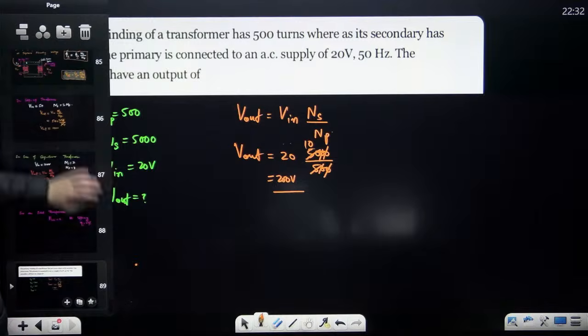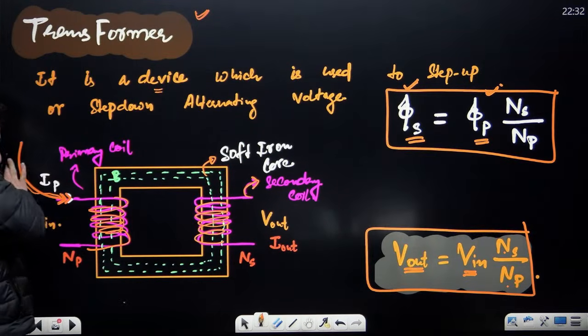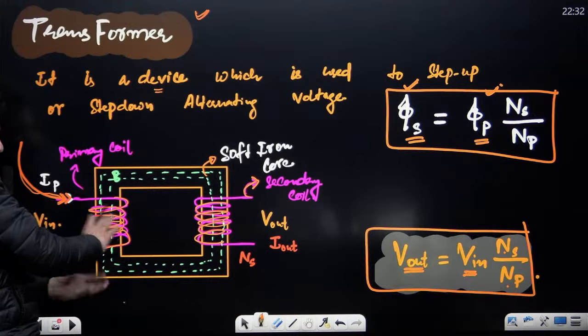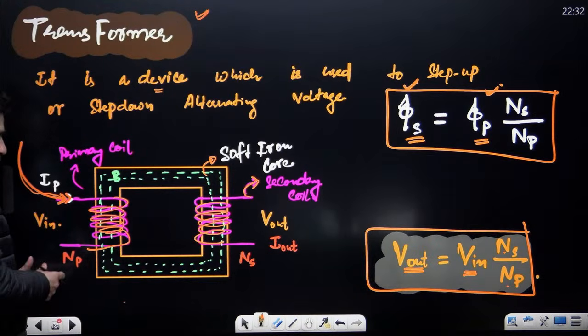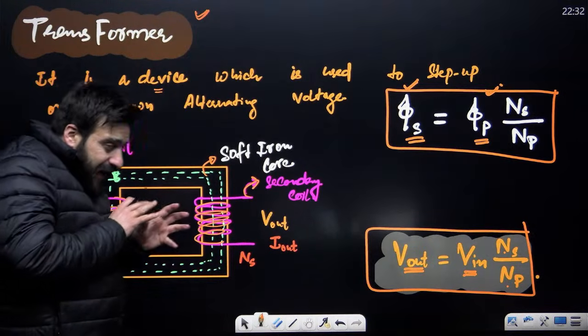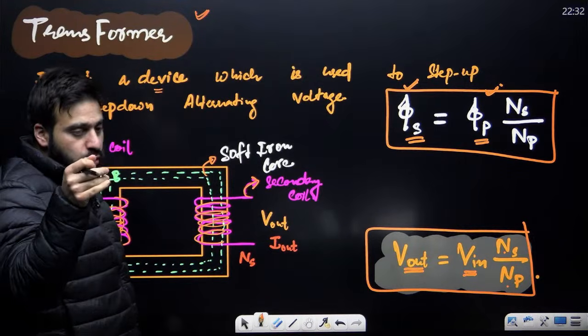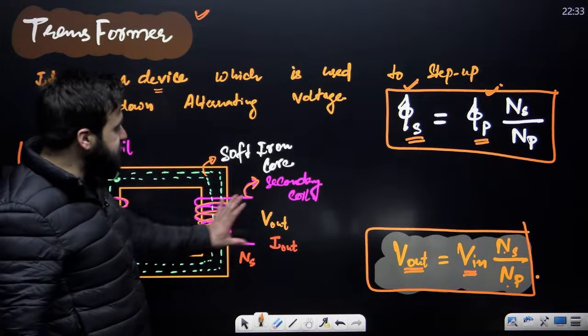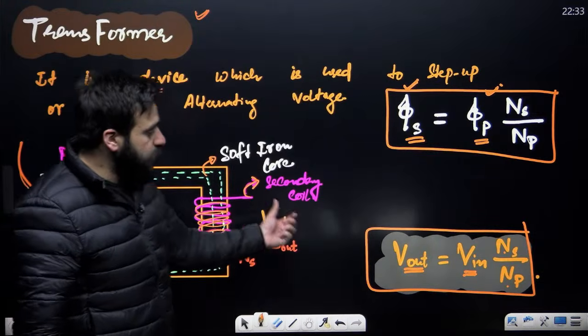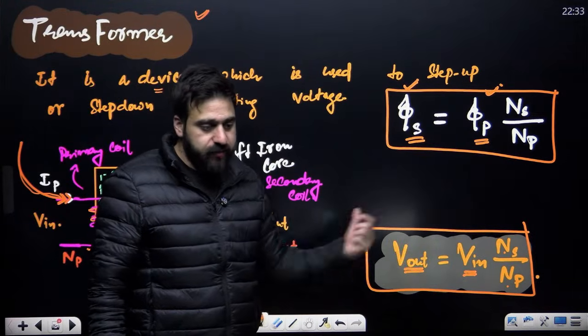Okay. So this is how the transformer works. Primary coil basically receives the input current or input voltage, and then it stabilizes that. If that is less, it will increase that. If that is more, it will decrease that. And it will send to the secondary coil as output. This is the output created by this.